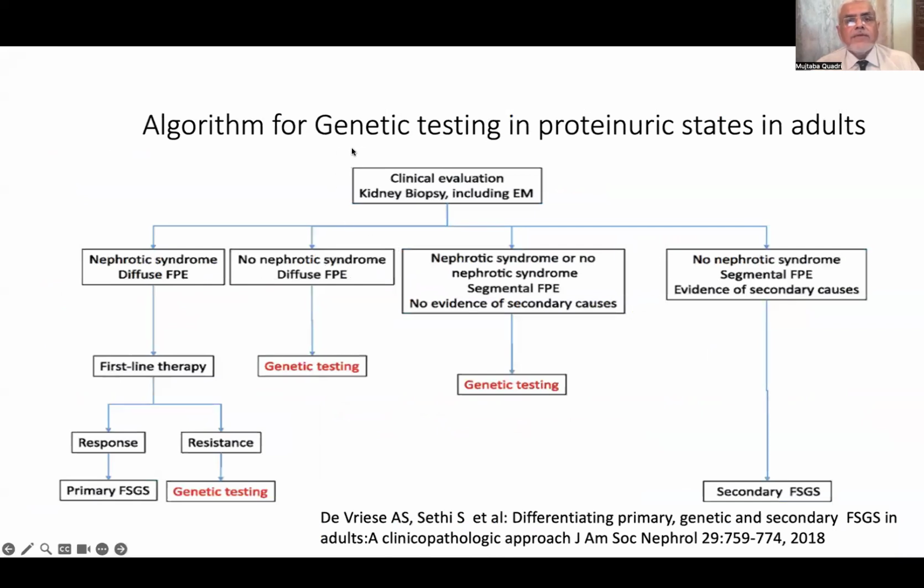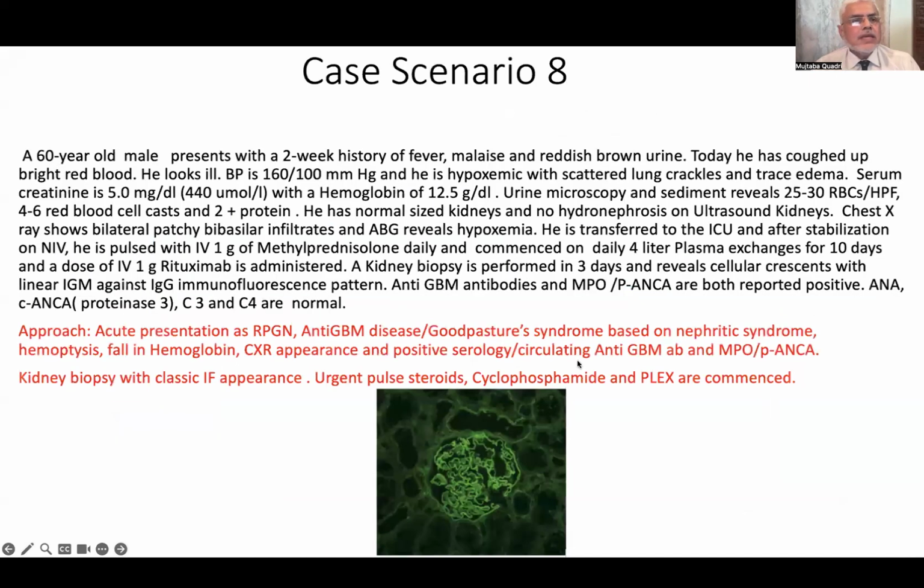So in general, if you have a proteinuric state in adults, do clinical evaluation and kidney biopsy, including EM. If you have nephrotic syndrome, diffuse foot process effacement, first-line therapy, and you have resistance, go for genetic testing. If you have no nephrotic syndrome, diffuse foot process effacement, go for genetic testing. If you have nephrotic syndrome or no abnormalities and no evidence of secondary causes, go for genetic testing. And of course, if you have no nephrotic syndrome, segmental focal foot process effacement and evidence of secondary causes, then consider secondary causes.